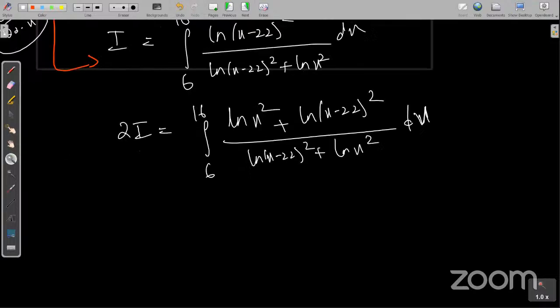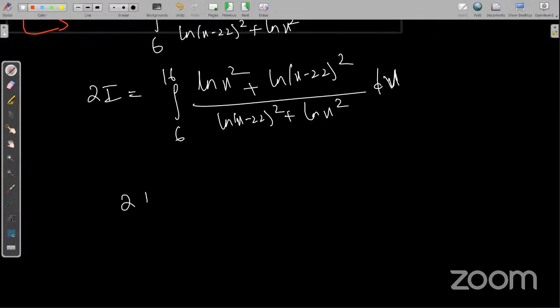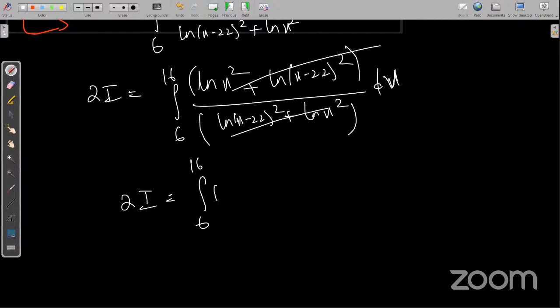So what is happening? See how much direct. The numerator and denominator are the same, so we can happily cancel them out. So you get the integral from 6 to 16 of 1 dx, which is equal to x going from 6 to 16. So it is 16 minus 6, which is 10. So what is the value of I, guys? It is 5. That's it.